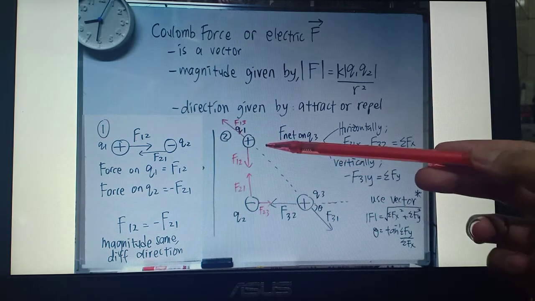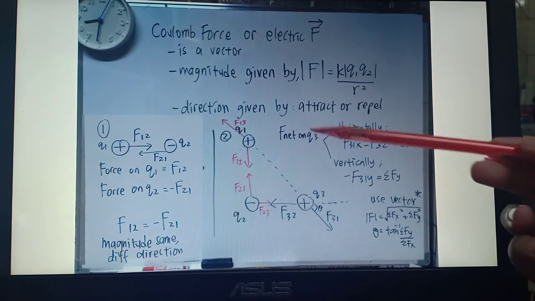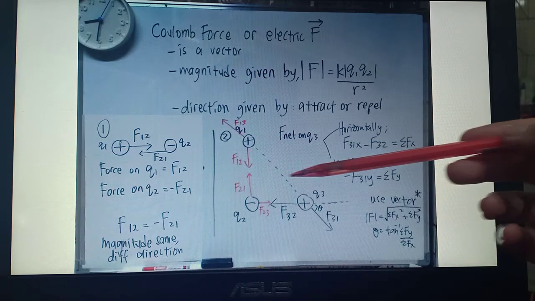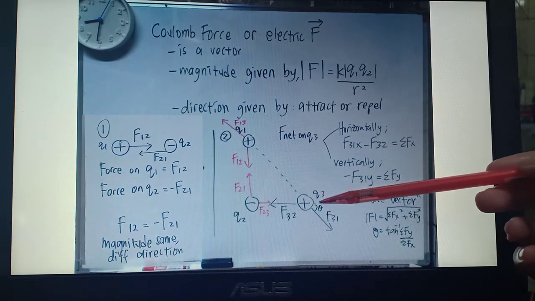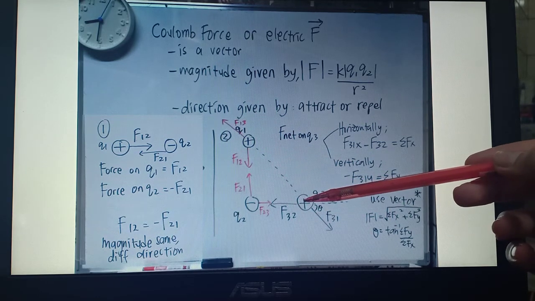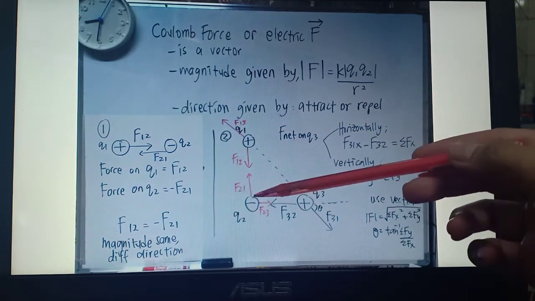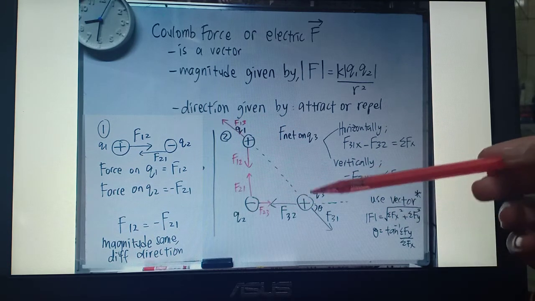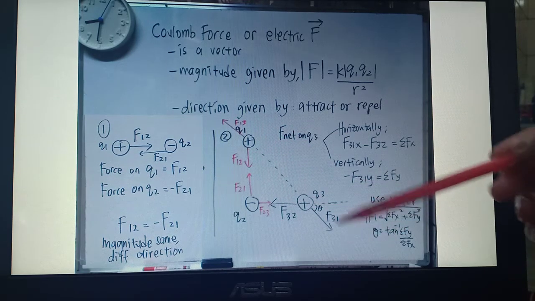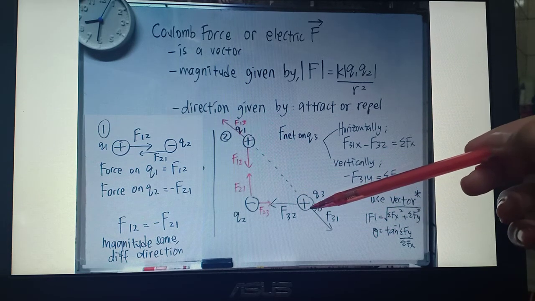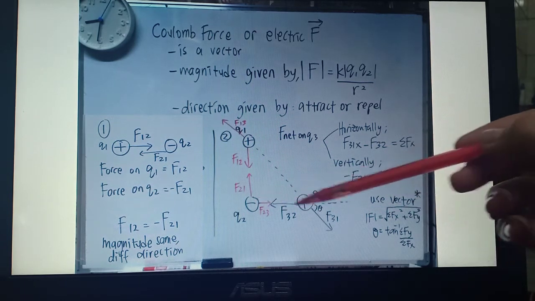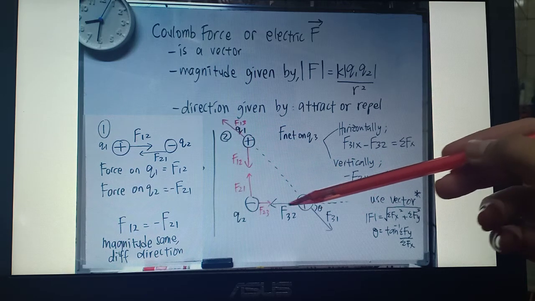Now the second example, where I give you three charges. Say the question asks for the net force on Q3. First, find the direction of the forces. Q3 is affected by Q1 and also by Q2. Plus and plus repel, so F31 goes down at a certain angle, and you need to find this angle. F32 is attracted, so it goes in this direction.